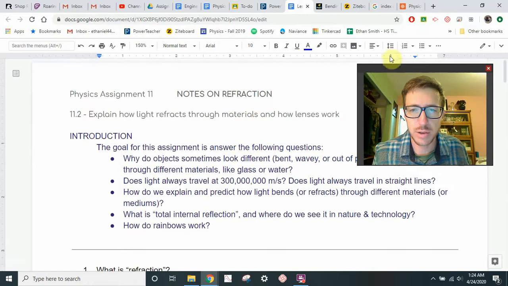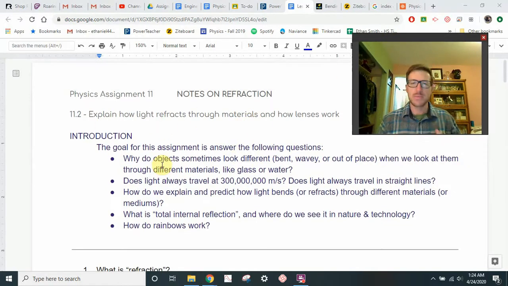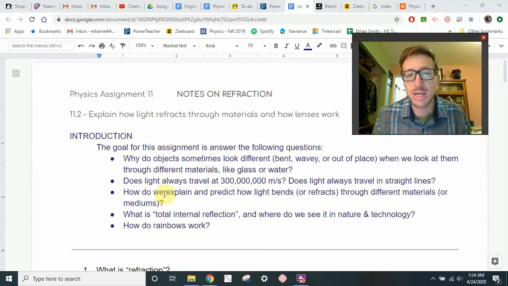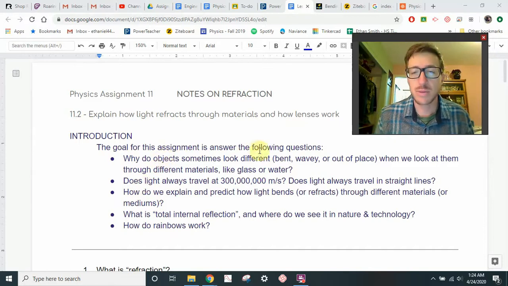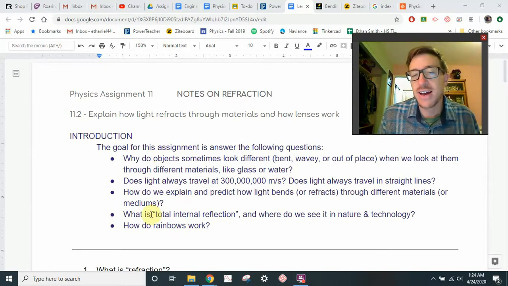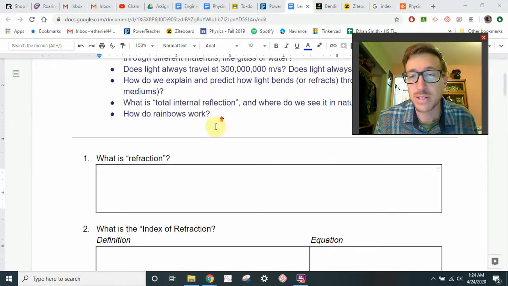So here, once again, here are the goals that we're looking at, things we're trying to understand. Why do objects sometimes look different when we look at them through different materials like glass or water? Does light always travel at the speed of light, 300 million meters per second? Does light always travel in straight lines? How do we explain and predict how light bends or refracts through different mediums? What is total internal reflection, and how do rainbows work? Those are the questions that we're hoping to be able to answer, and we'll start with this first one here.